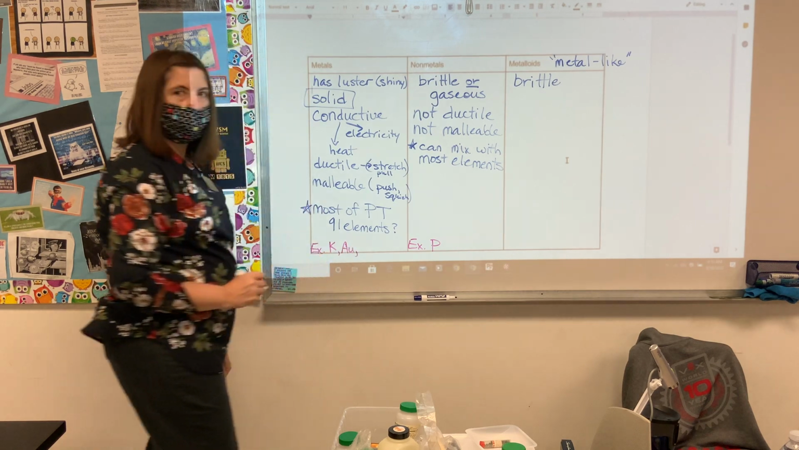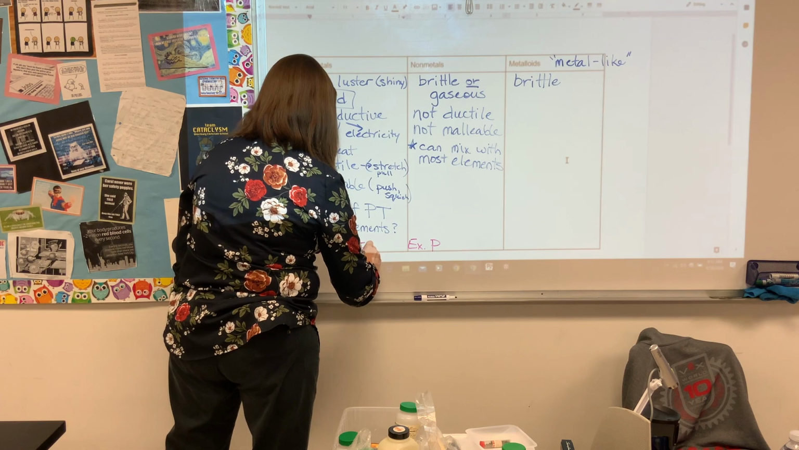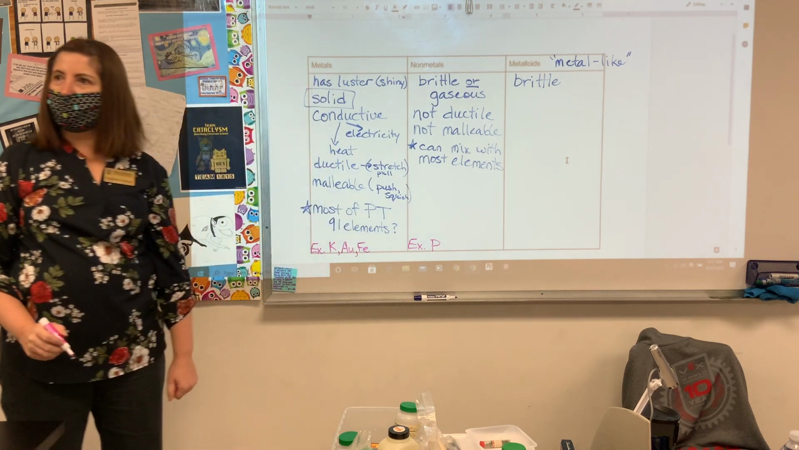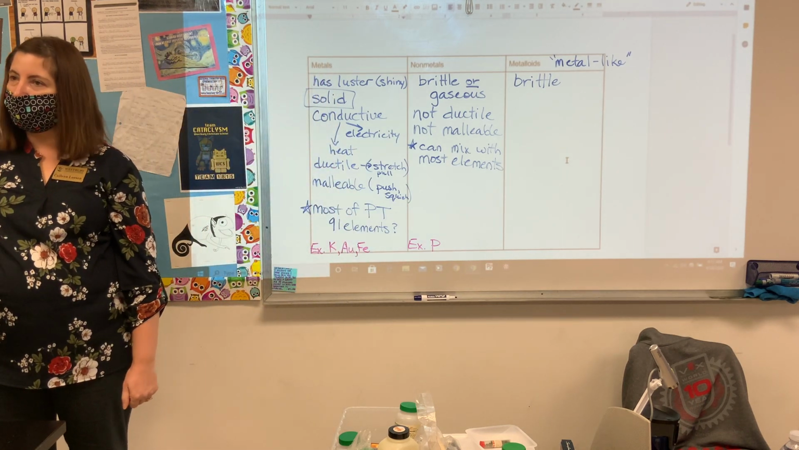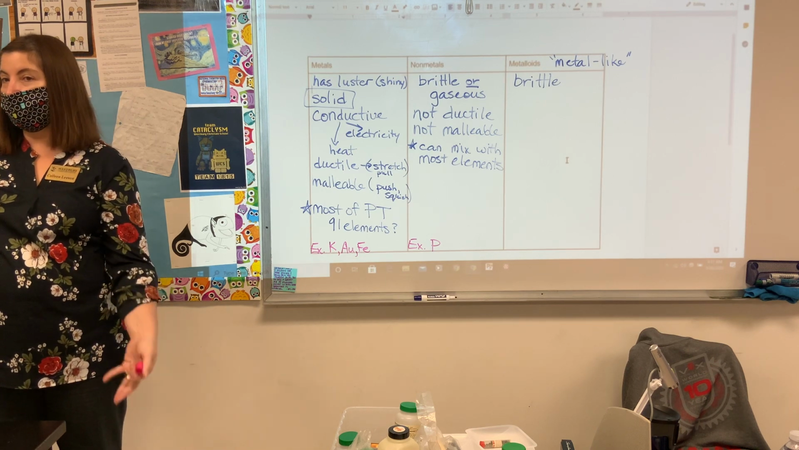Gold. Oh, really? Fe is iron. Gold is an element? Gold is an element. Oh, yeah. Pure gold is an element. Pure silver is an element.